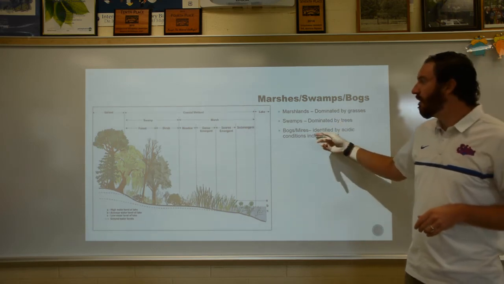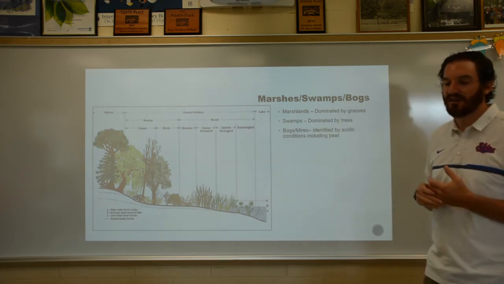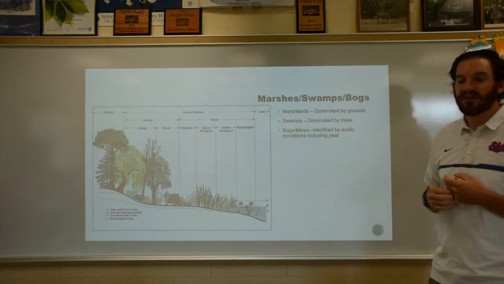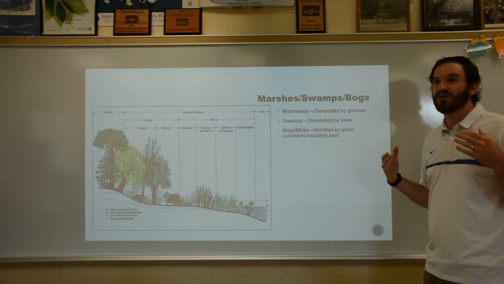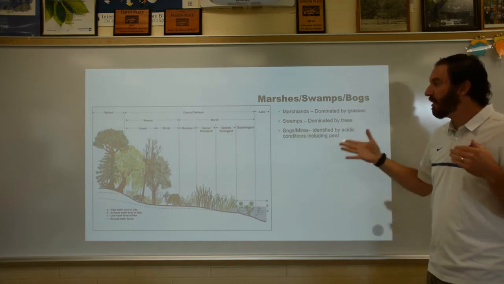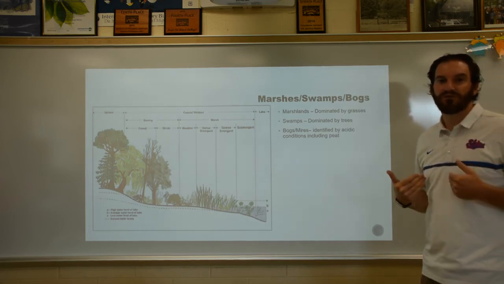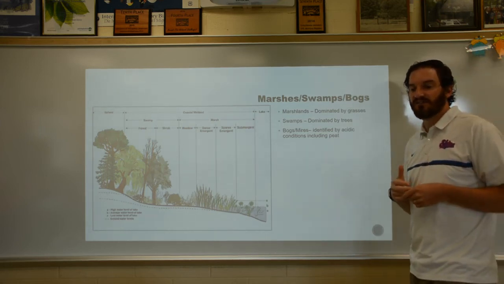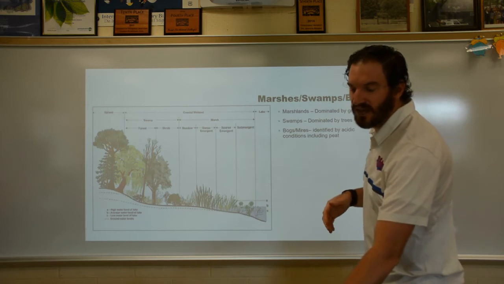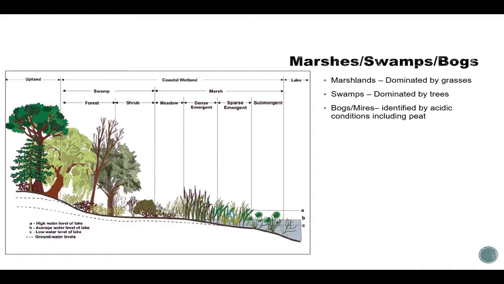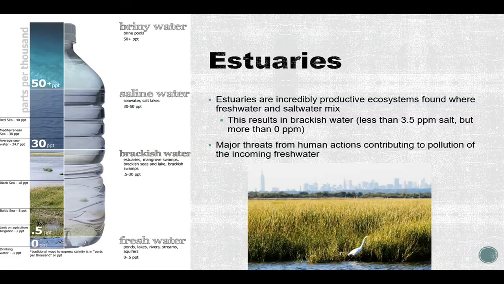And then you get to a bog or a mire, depending on which continent you exist on. It's going to be identified by acidic conditions, usually because of how it was formed. A lot of our bogs in the Poconos were formed when the glaciers were retreating from the last ice age, and it left behind some pretty acidic conditions. And that's where we get peat to form, which peat is the precursor to coal. So peat eventually piles up and builds up and eventually forms coal.